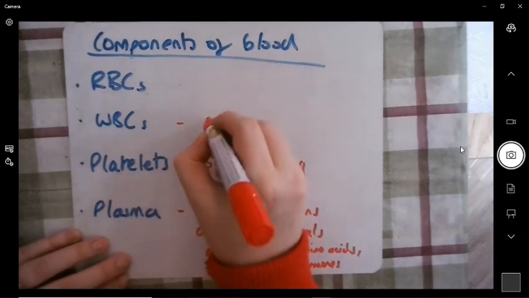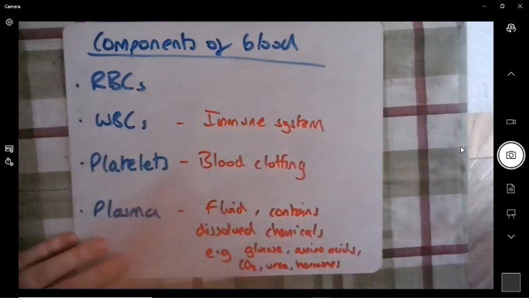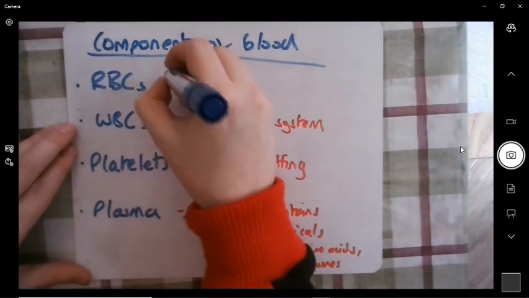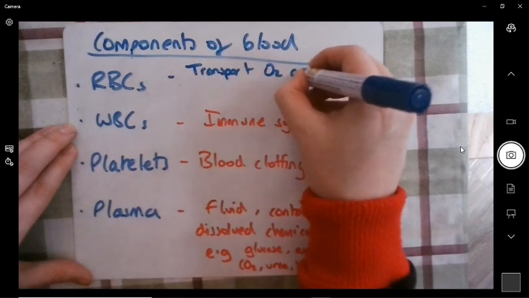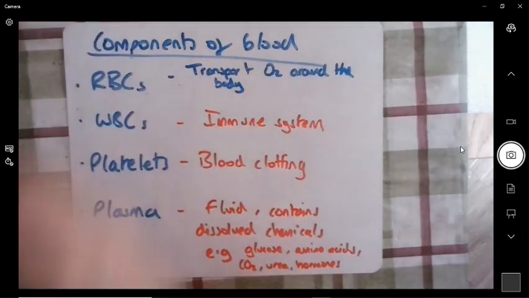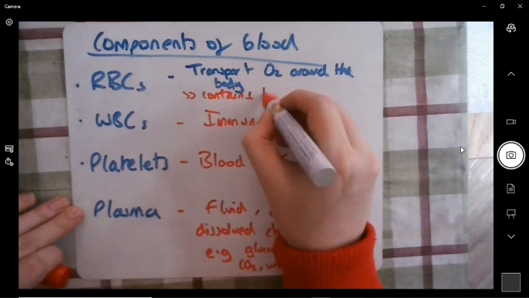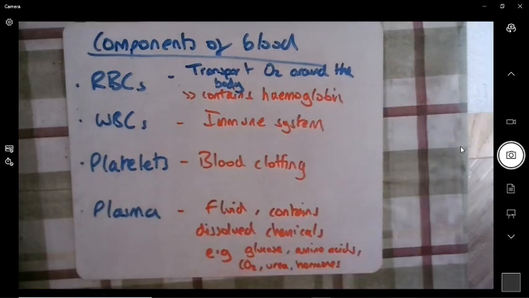White blood cells, again, they are your immune system. Lymphocytes, phagocytes, we can look at that when we do the communicable disease topic. Red blood cells are the ones to look at now. A general function of a red blood cell is to transport oxygen around the body. And it does that because it contains the red pigment hemoglobin. And hemoglobin can bind to oxygen.